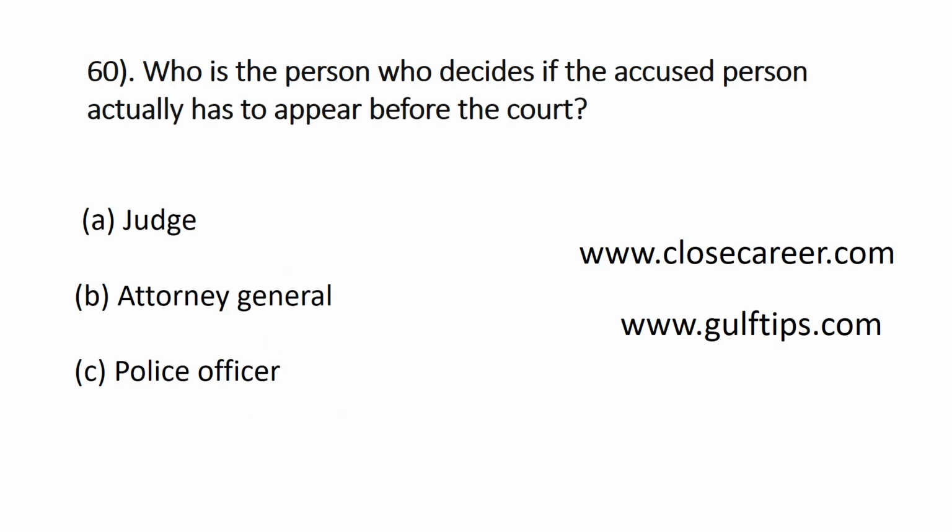Question 60, it is the last question. Who is the person who decides if the accused person actually has to appear before the court? A, Judge; B, Attorney General; C, Police officer. B is the correct answer, because the Attorney General will determine whether the accused needs to go to the court or not.